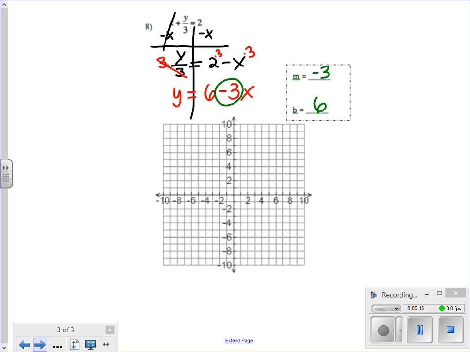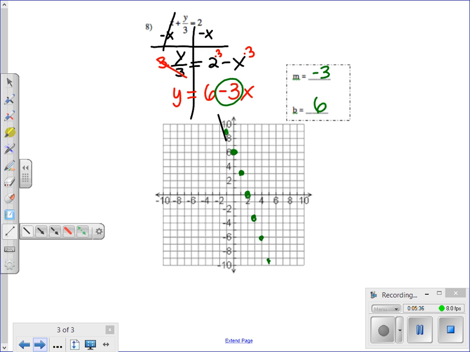Plotting those on my graph, the starting point, the y-intercept, is at 6, and my slope is negative, meaning I'm going to go down 3, right 1. I'm going to go down 3, right 1 a few times until I've run out of room on my graph in either direction. Graphing that line should go right through all of those points.